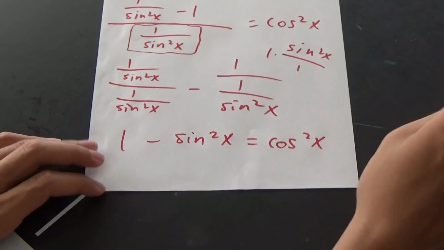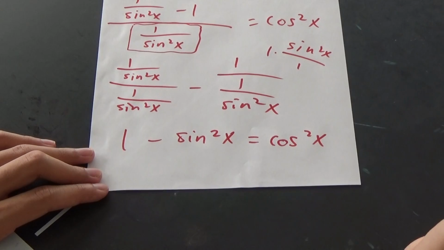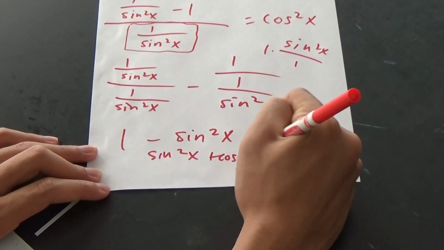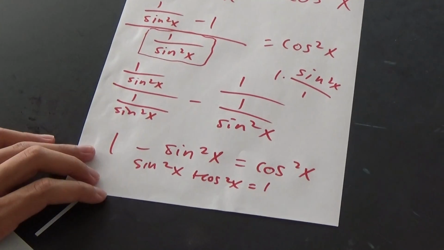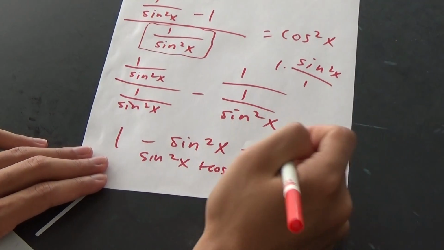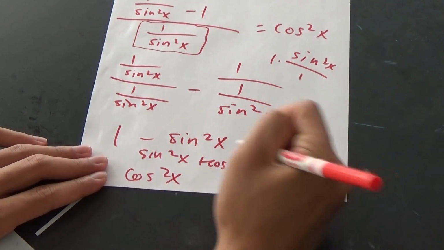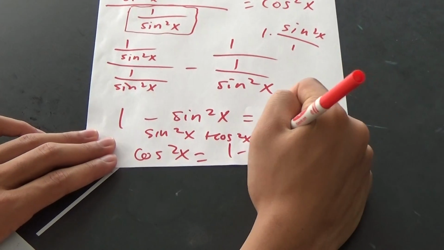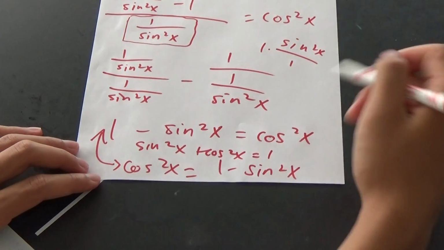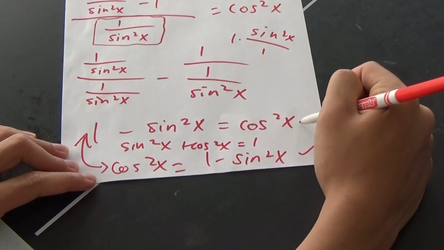There you go. And you can probably guess which identity we need to use now, right? Of course, sine squared x plus cosine squared x equals 1. See, I told you it would show up a lot. You can go ahead and rearrange this equation. It'll actually be flipped, but cosine squared x equals 1 minus sine squared x. So now you have the two equations that equal each other, and your proof is finished.